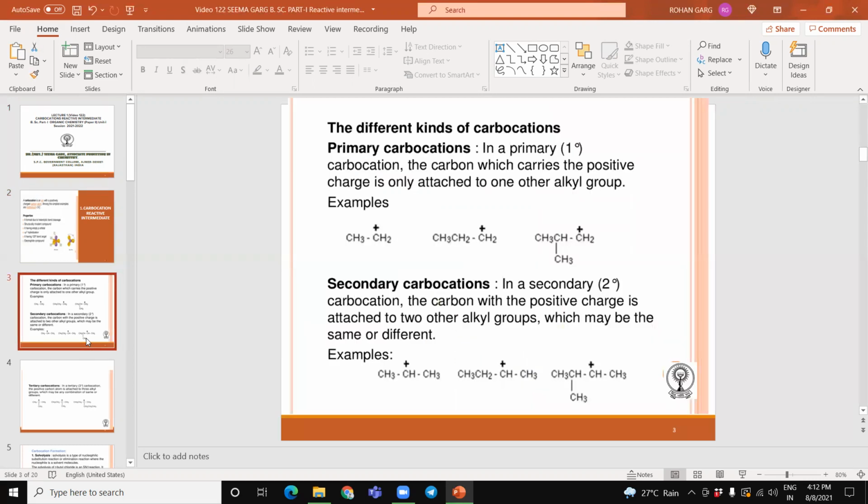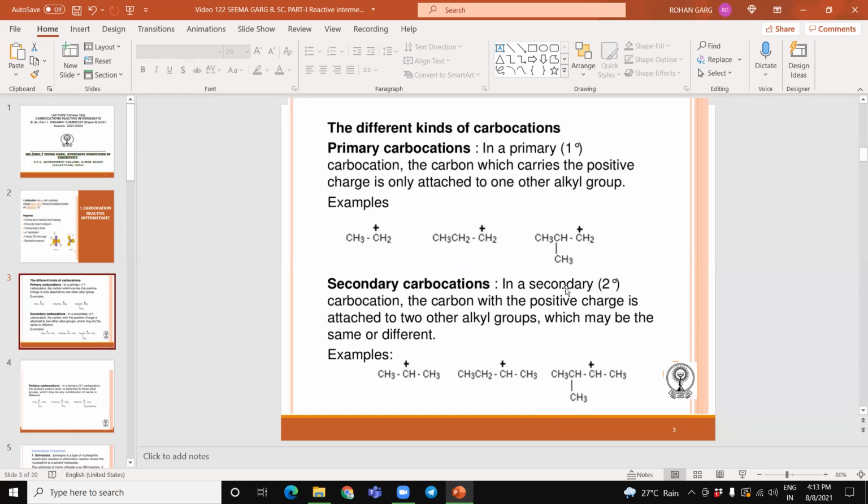The different kinds of carbocations are primary carbocations, secondary carbocations, tertiary carbocations. Primary carbocations. In a primary carbocation, the carbon which carries the positive charge is only attached to one other alkyl group. For example, see here, CH2 plus attached with CH3, and this is a carbon which is attached to the primary carbon, means one carbon. So these are the examples of primary carbocations.